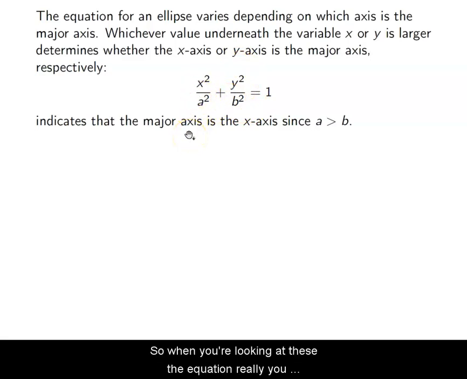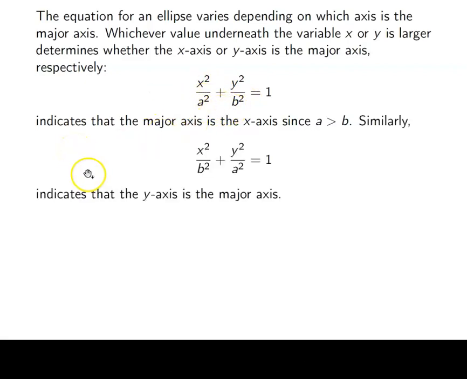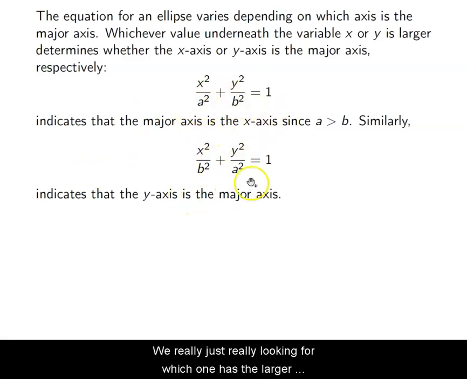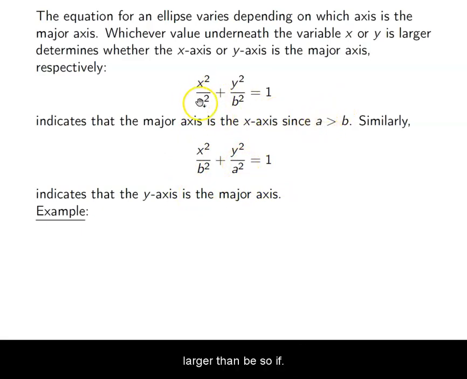So when you're looking at these, you can really just look at the equation and say, oh, I know which one is the major axis and which one is the minor. And the square root of this is what that length is. Okay. So we're really just looking for which one has the larger value. On the bottom here, we're assuming that a is larger than b. So if a is the larger value and it's under the x squared term, then x is the major axis and its vertex is at (a, 0), right?